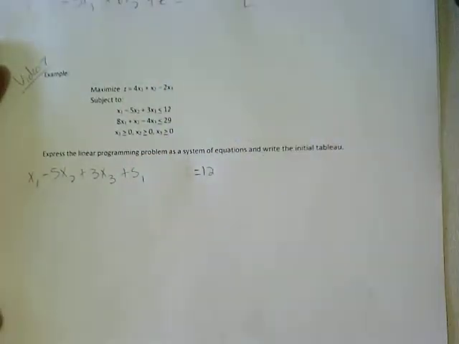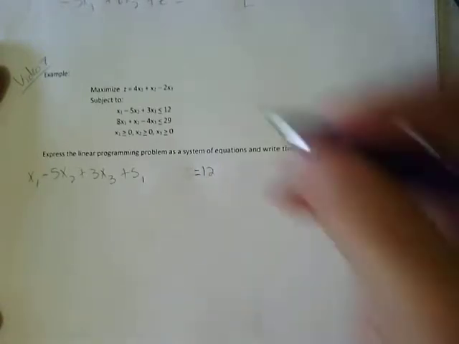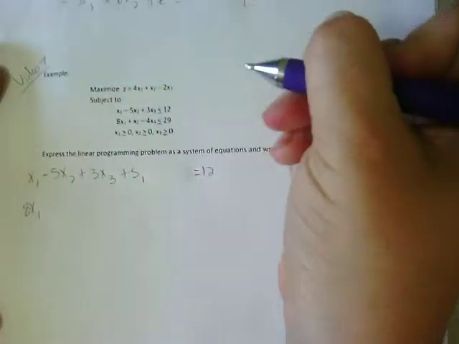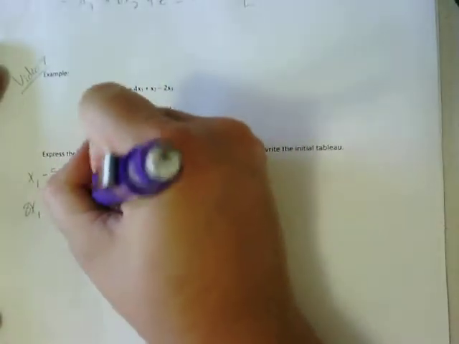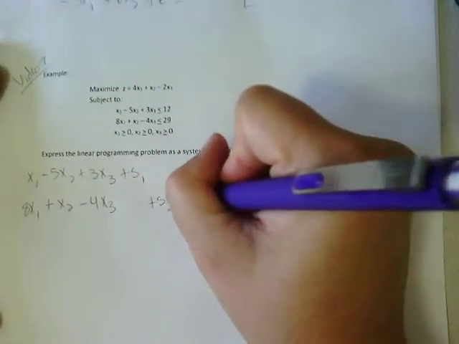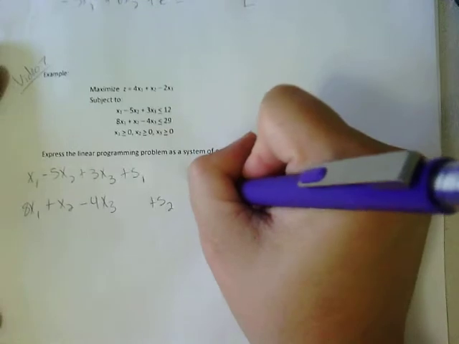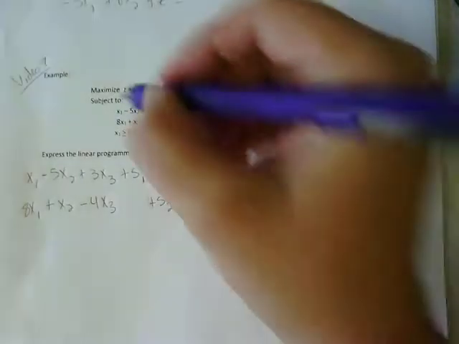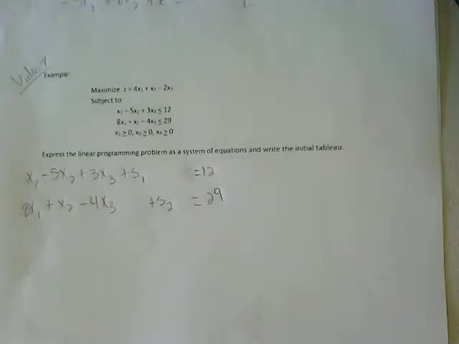Okay. For my next equation, I have 8x1 plus x2 minus 4x3, and now I'm going to add in an s2 equals 29. Because I've added in my next slack variable, I don't have an s1 with that, I only have an s2. I'm not going to put these into my tableau, so I don't need to rewrite them.